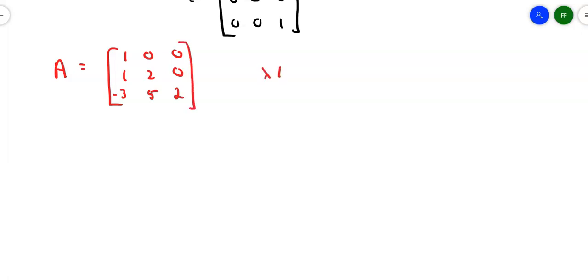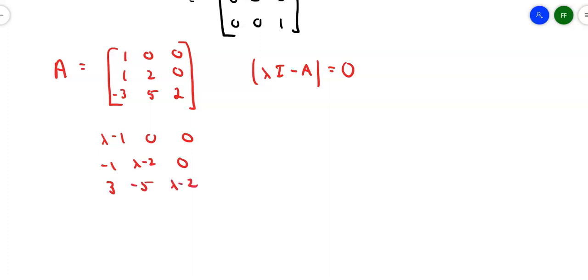All right, let's try another one. Suppose I give you this matrix. Matrix A is 1, 0, 0, 1, 2, 0, negative 3, 5, 2. Start by finding the eigenvalues. Determinant of lambda I minus A equals 0 to get your characteristic polynomial. So I got lambda minus 1, 0, 0, negative 1, lambda minus 2, 0, change sign, lambda minus 2.